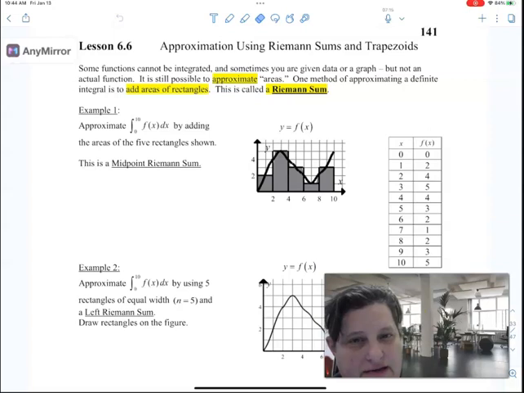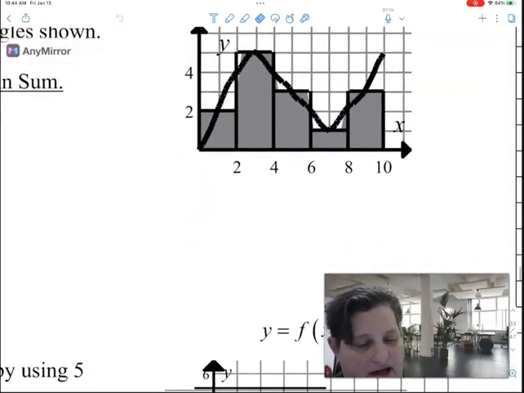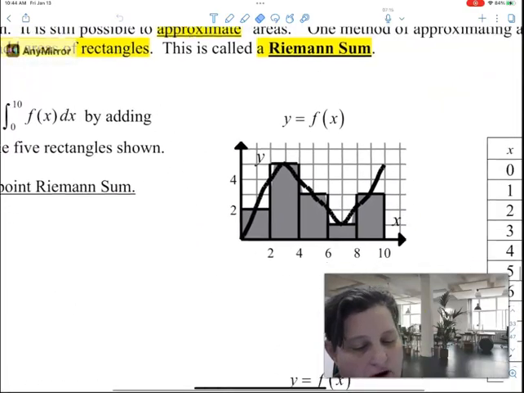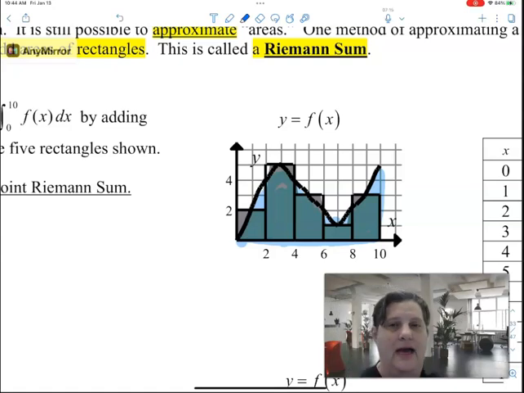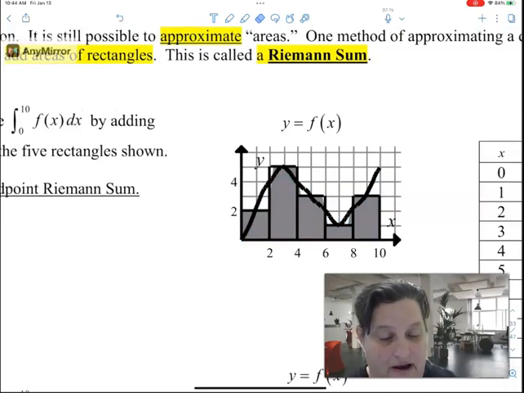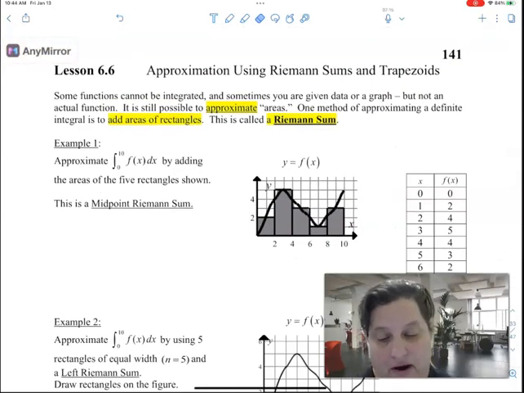Here's the idea, right? If I can't integrate it, if it's just some random, let's say this is like a stock value or something like that, and I want to figure out what the area under the curve is, but it's not straight lines and it's not geometric figures, and I don't have a way to calculate it, we can approximate it by making little areas, all right? We can approximate it with areas of rectangles. It's what's called a Riemann sum.